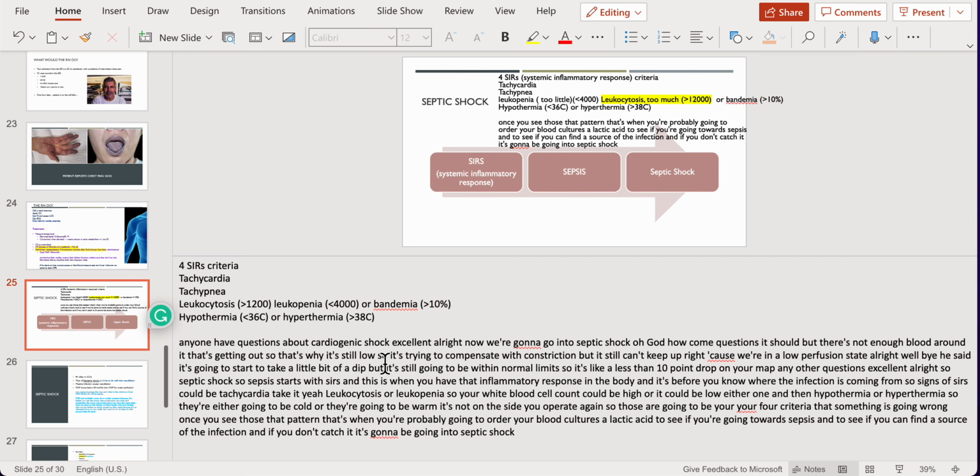Anyone have questions about cardiogenic shock? Excellent. Alright, now we're going to go into septic shock. Oh god, how come questions?